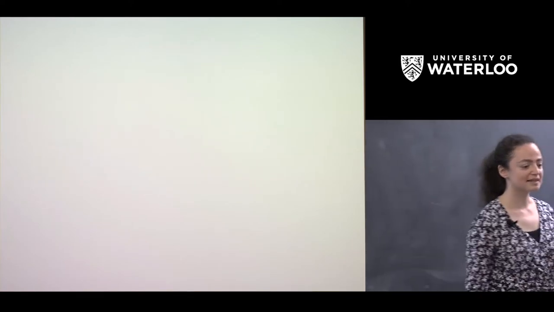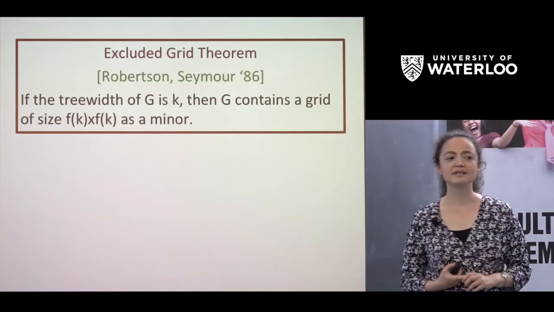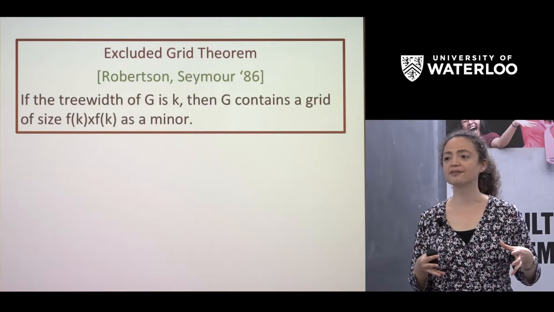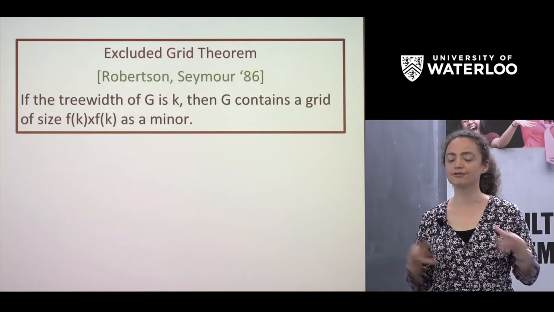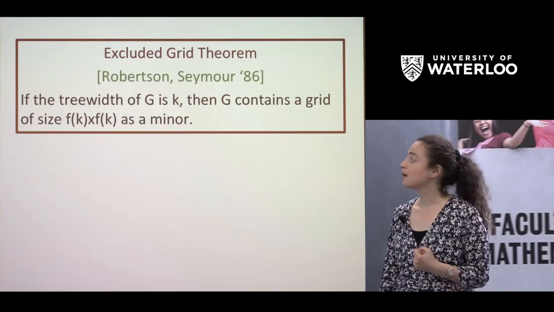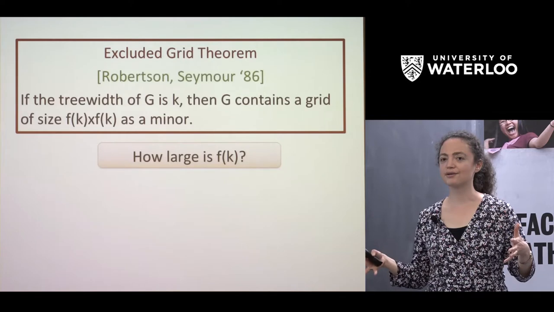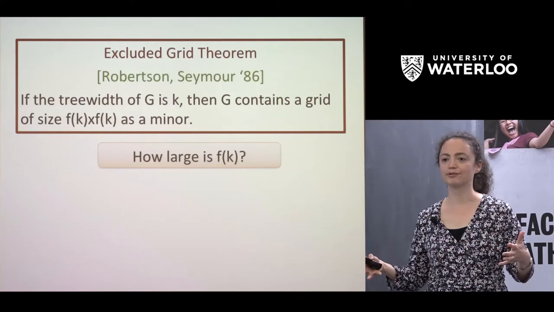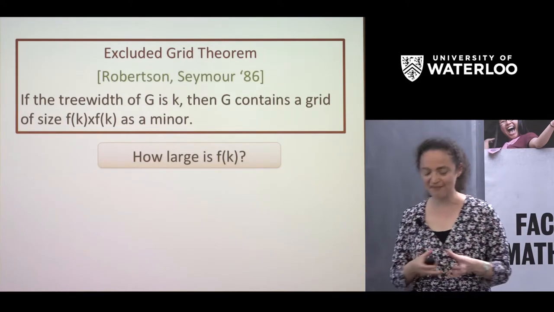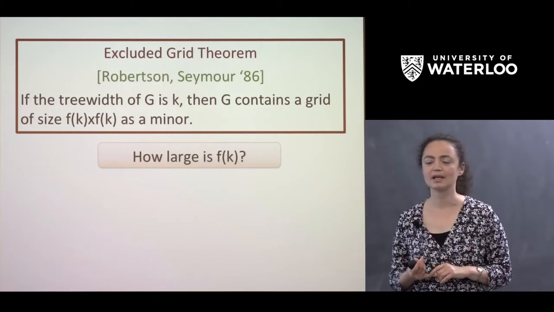So now let's make things a little bit more formal. If your tree width is k, your graph has to contain a grid minor of size f of k by f of k. So a grid of f of k by f of k is a minor. What we want to know is how large is this f of k? Basically, the bigger the grid is in your graph, the more useful it's going to be for you. Because having a tiny grid in your graph just doesn't say much about your graph. You want it to be big.